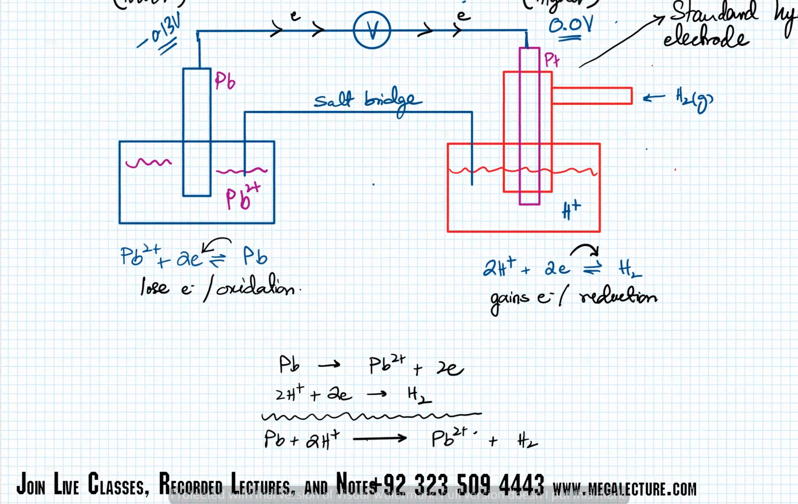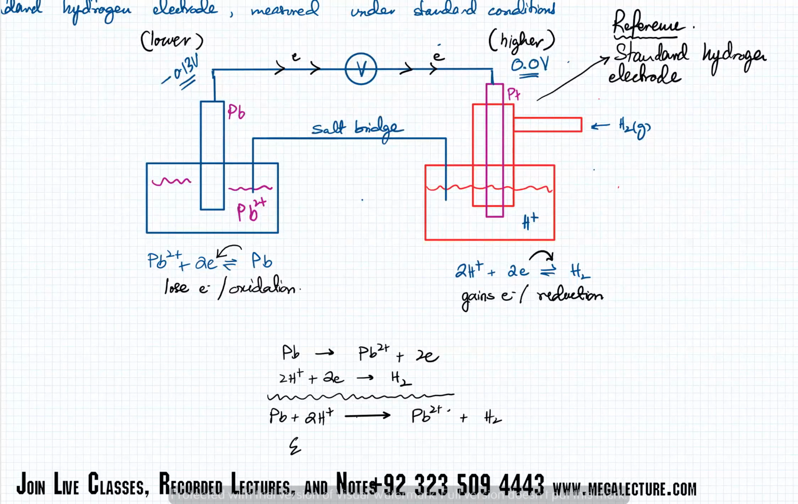And you can calculate the E0 cell as well. That is higher potential, or reduction potential, minus oxidation potential. So it's the higher one, that's 0 volts, minus your lower one, which is minus 0.13 volts. And this comes out to be plus 0.13 volts. So that's a very low value. That means the reaction will probably happen, but it's not very spontaneous.